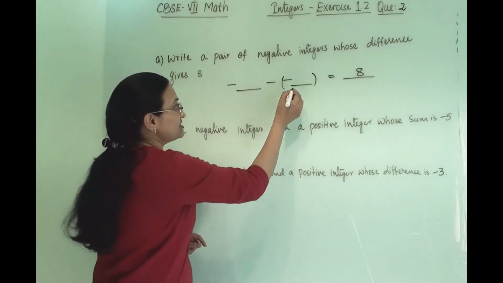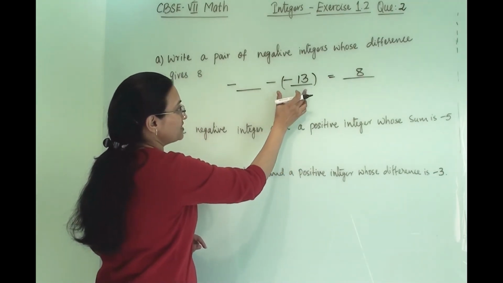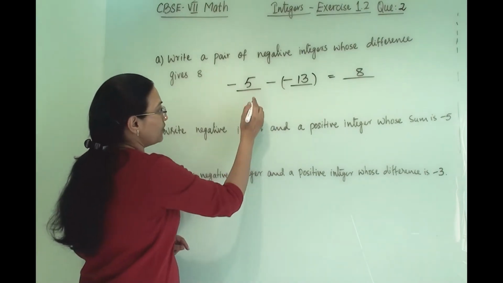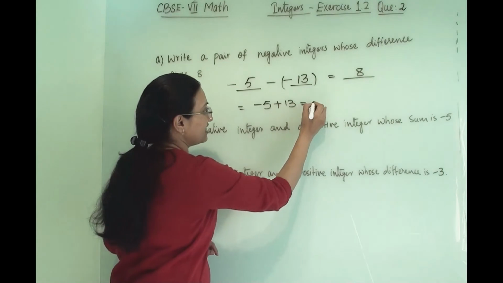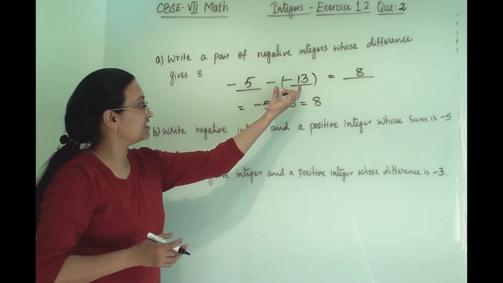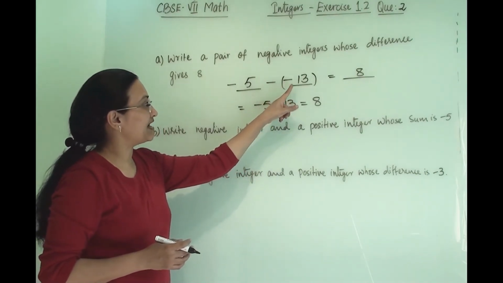So here let us put 13. This minus will become plus, so 13, and here we will put 5. From this what we will get is minus 5 plus 13, and the answer will be plus 8. That is how we will solve it. Here it will be the bigger number, so that then only this minus minus will become plus.